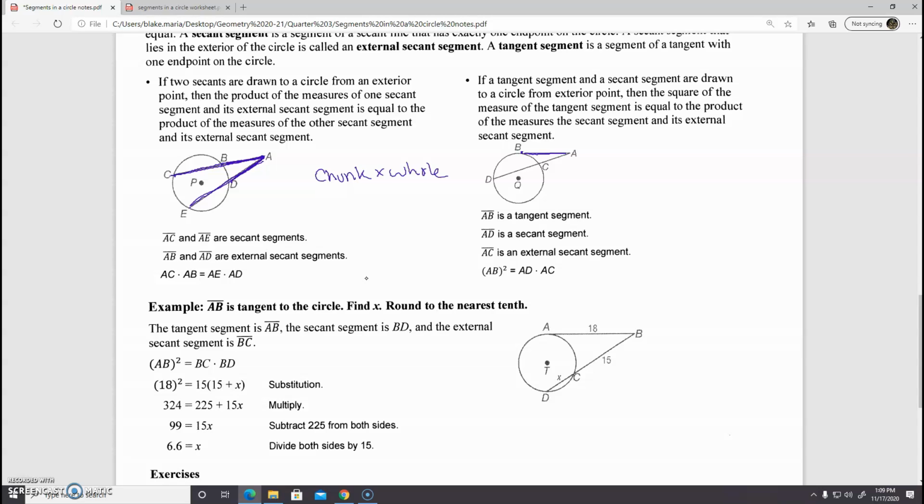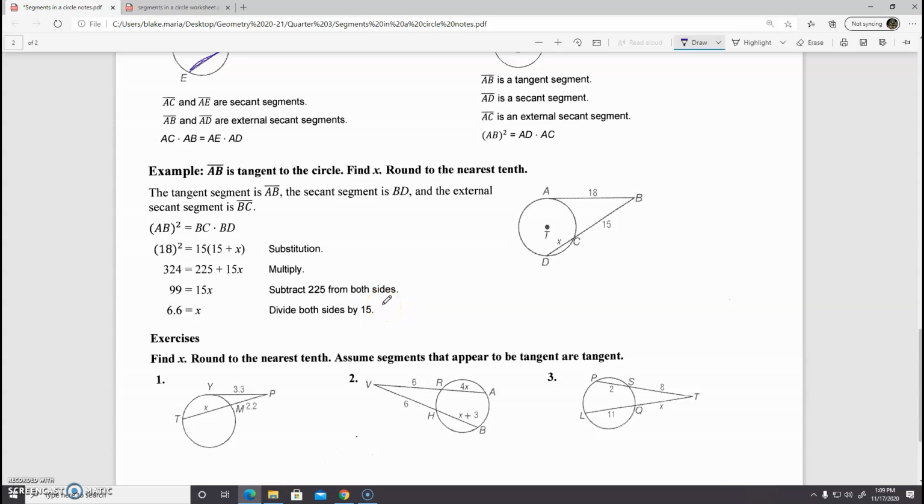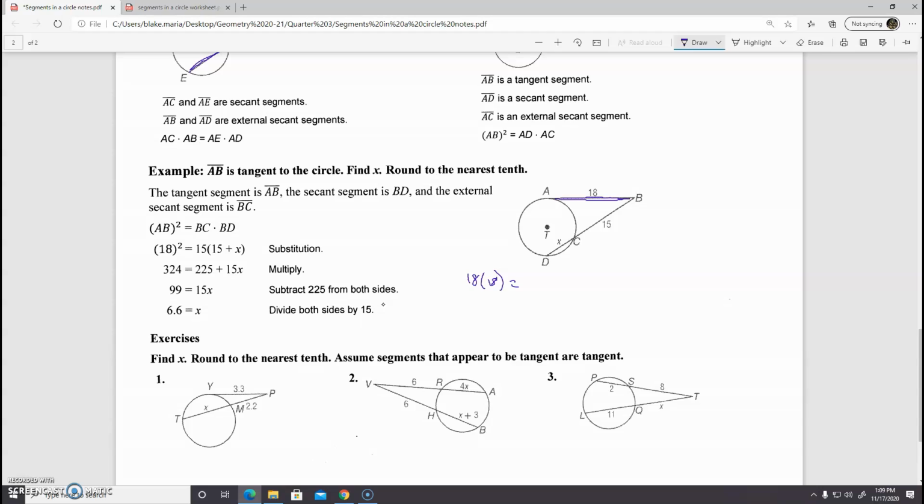Over here, they make it look like it's something different and a whole new formula. It's still the same thing, except for here, AB is your chunk and AB is your whole. So it would be the AB times AB, and that's where they get the AB squared. It's still the same concept, okay? Chunk times whole, they just happen to be the same. They did an example for us over here. So chunk times whole, so that'd be 18 times 18. Chunk is 18, the whole is 18, equals chunk 15.